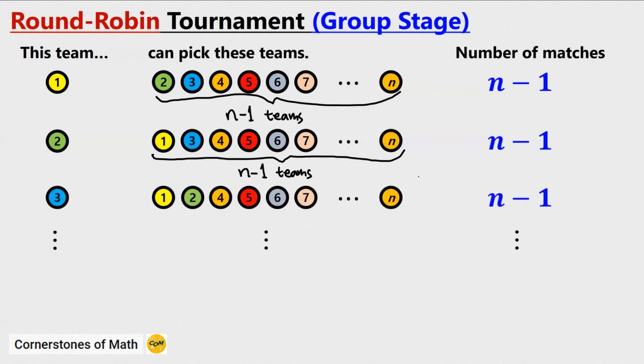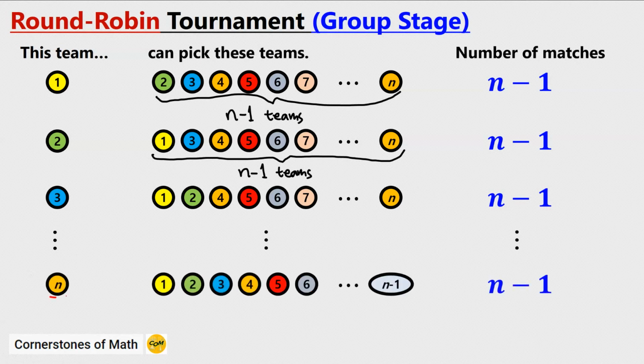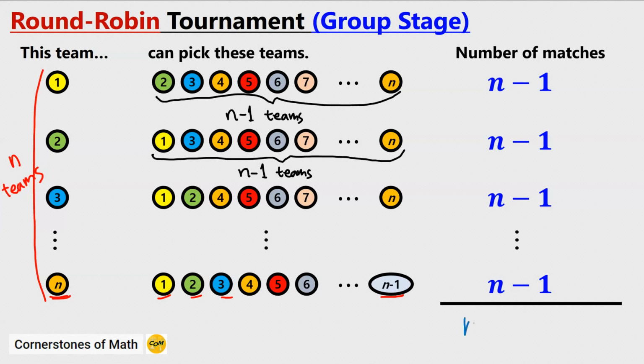Next, Team 3 can also have matches with every other team except itself, so we also have n-1 matches here, and so on. And finally, the last team, Team n, can also have matches with n-1 other teams. This time, teams 1, 2, 3, and so on, up to team n-1. Therefore, we have n teams that can have matches with n-1 other teams, so we have n times n-1 matches.